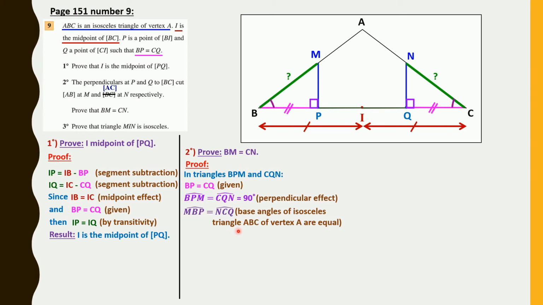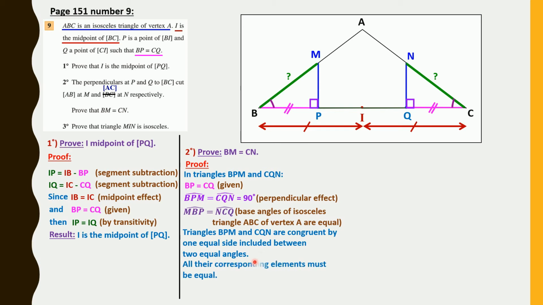Now the congruence statement. Triangles BPM and CQN are congruent by one equal side included between two equal angles. We use the first case. All their corresponding elements must be equal, namely BM equals CN.